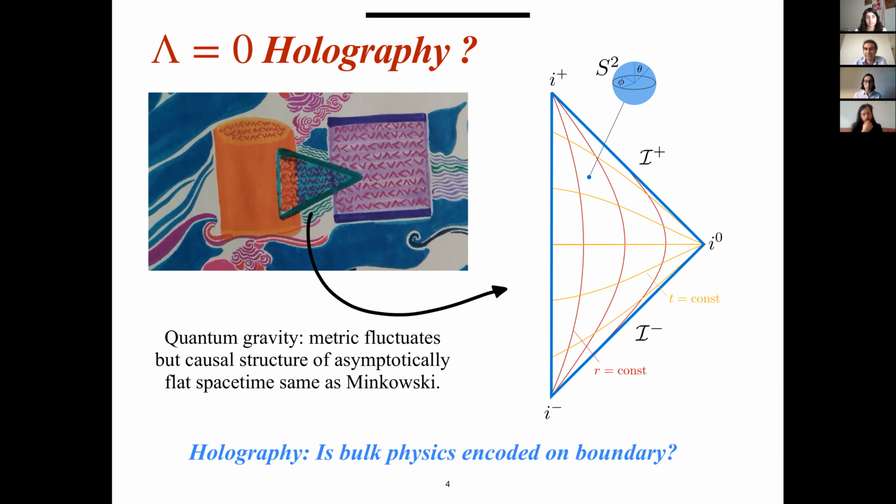that's drawn here in blue. Now, of course, in quantum gravity, the metric fluctuates. And so we will not just have Minkowski space, but fortunately, the causal structure of asymptotically flat space is the same as Minkowski space. So we can start talking about this problem by looking at the structure of Minkowski space near the boundary. And there are three important points here, which are marked on the bottom and the top. And these are time-like past and future infinity.